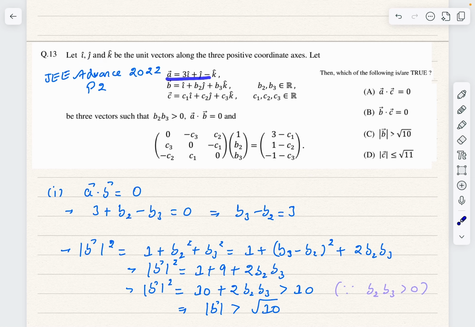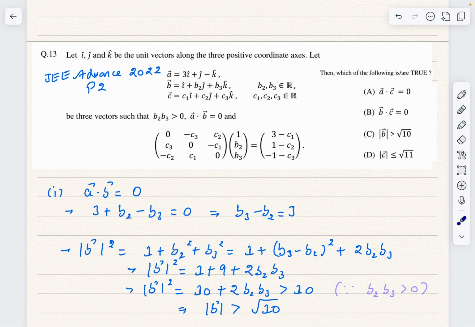Vector A is given, vector B is given, vector C is given. You see, vector B is B1 i cap plus B2 j cap plus B3 k cap, where B2, B3 are real numbers. Vector C is C1 i cap plus C2 j cap plus C3 k cap, where C1, C2, C3 are real numbers. And B1, B2 greater than 0, A dot B equal to 0, and these matrices are given. This matrix times this matrix equals this matrix.